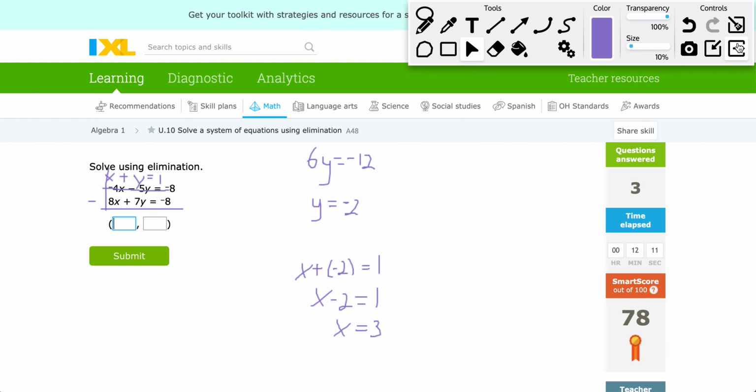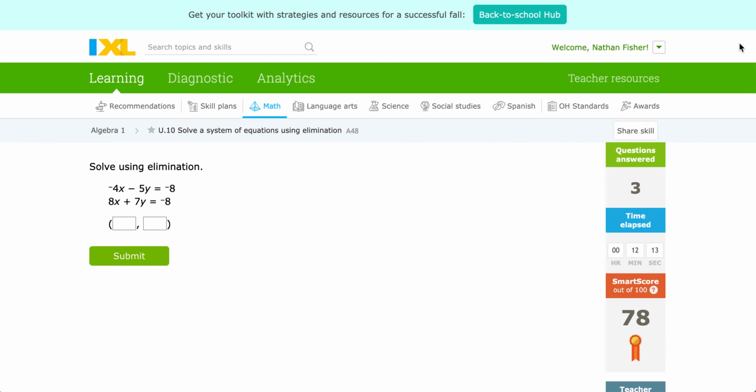Awesome. Okay, so we'll wrap up there. So this is section 6-3, and that's the third way along with graphing and substitution to solve systems. All right, see you guys.